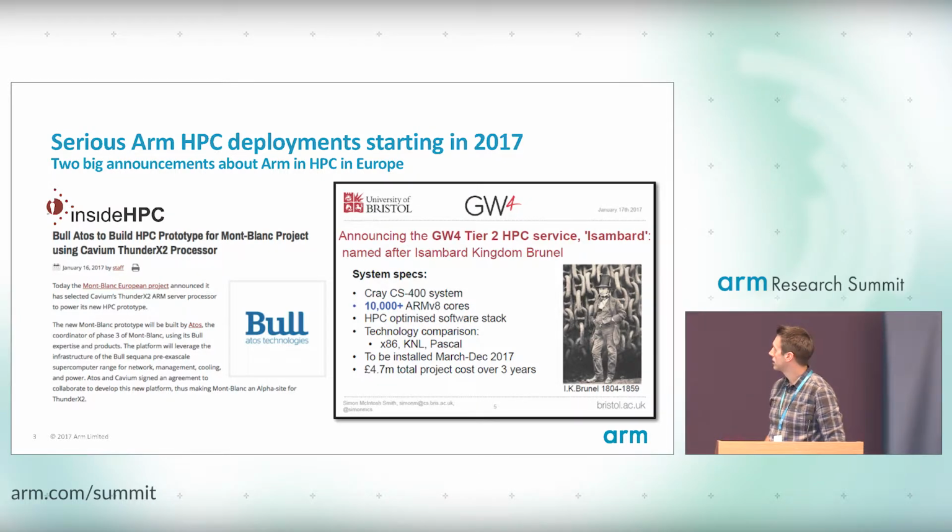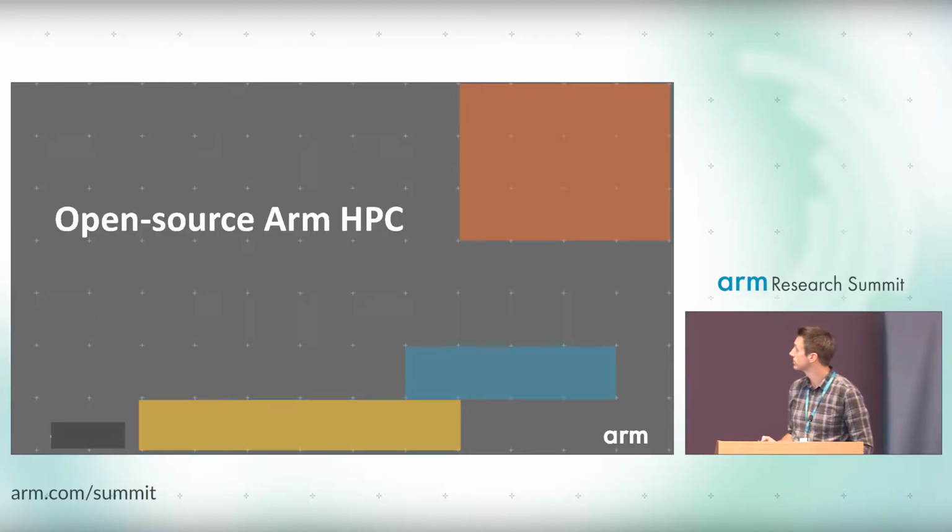Brief update on a couple of European developments. We're going to hear from the Mont Blanc folks and the GW4 folks later on today. These are the serious ARM HPC deployments coming in the short term. We're also going to hear from Fujitsu, Riken, and Sandia about some of the developments in Japan and the US in some of the later talks. So on to open source.